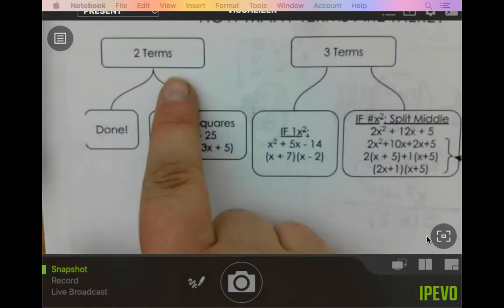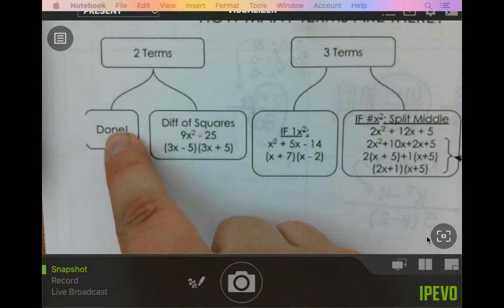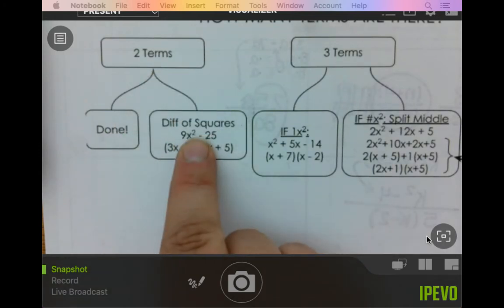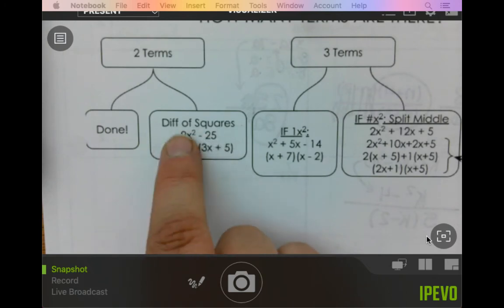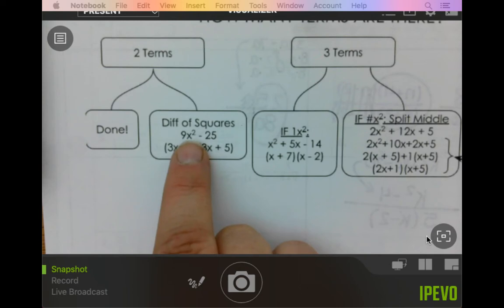If there are 2 terms, there's only really one way to factor it. You're either just done, or you use difference of squares. Difference of squares is where you have 2 perfect squares being subtracted. The subtraction is called a difference, and then the squares comes from perfect squares. You just find the square root of these 2 and make one a plus and one a minus, like this.